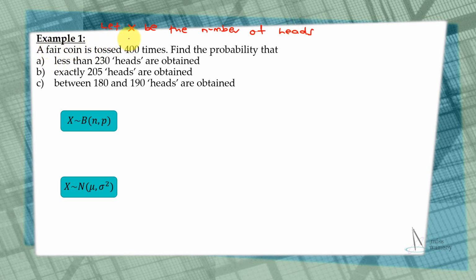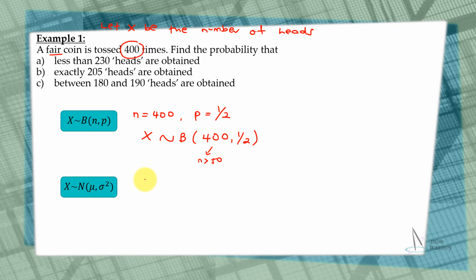A fair coin is tossed 400 times, so we know the value of n: n is equal to 400. For the probability of success, since this is a fair coin, the chance of getting a head is similar to a tail, which is 1/2. So we can write down that x is a binomial distribution with 400 and 1/2. As you can see, n is 400, which is larger than 50. Therefore, we must use the normal approximation.